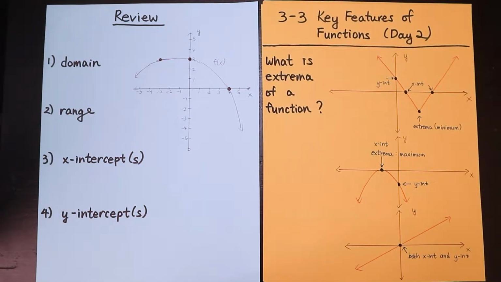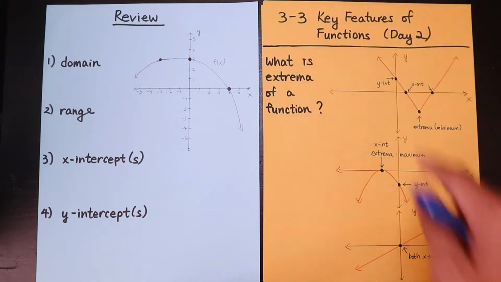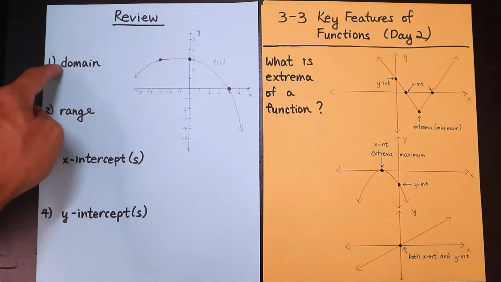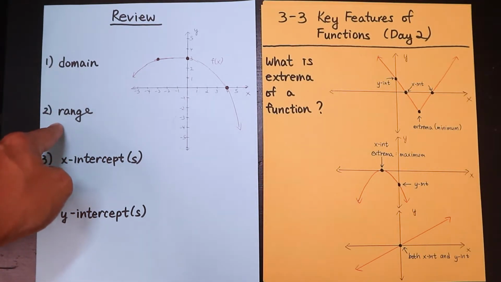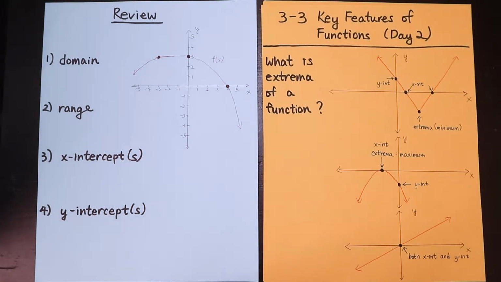Well, good morning, everybody. Today we are learning 3-3, Day 2, Key Features of Functions. In this lesson, we're going to review how to write domain and range, and something that we have previously learned, such as x-intercept, y-intercept, as well as new stuff such as something called extrema. What is an extrema of a function? So in this lesson, we're mostly going to identify something from a graph.